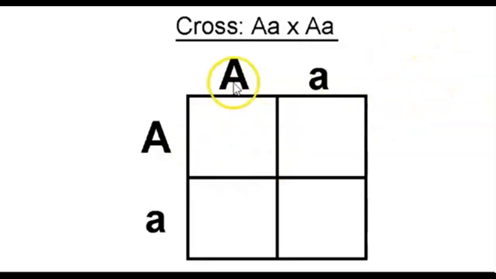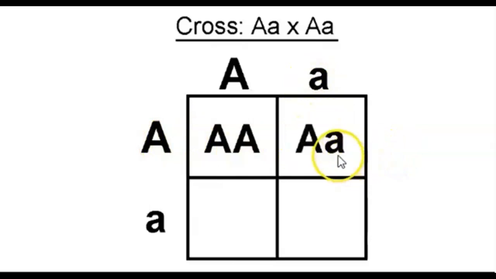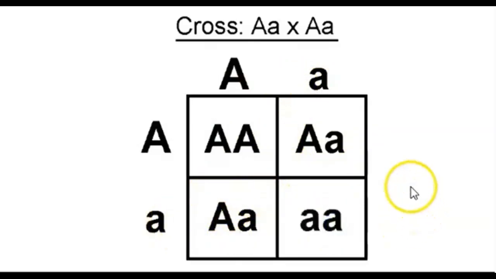So this first box here gets a capital A from the top and a capital A from the side. So this is a homozygous dominant. Homozygous means same. Dominant, it has the capital letters. This box over here, I have the capital A coming over and a little a coming down. This is a heterozygous offspring, big A, little a. Same thing down here, I have the big A coming down and the little a coming across. That's a heterozygous offspring. And my last box, I have little a, little a for a homozygous recessive.